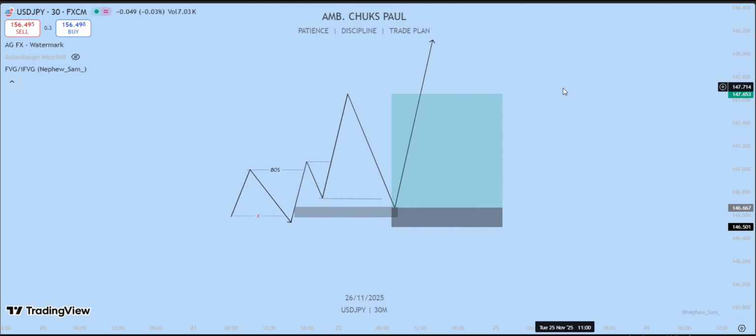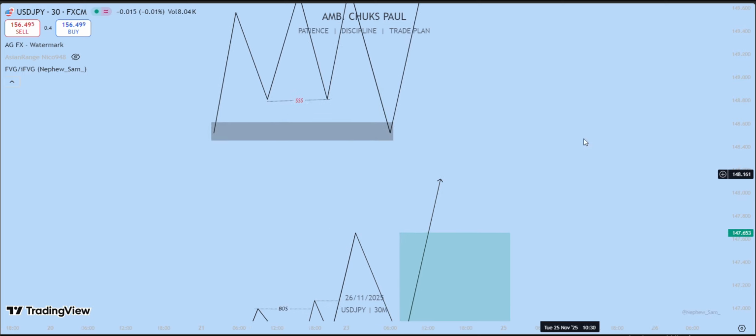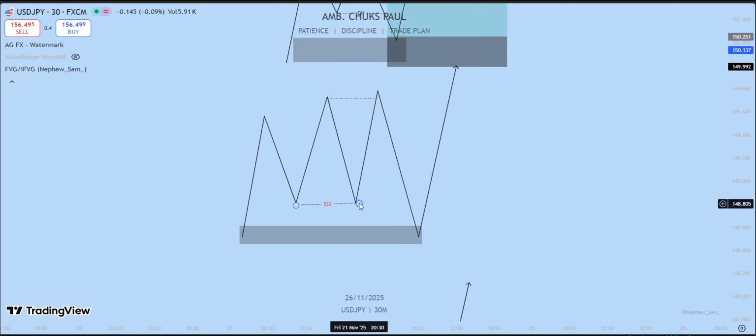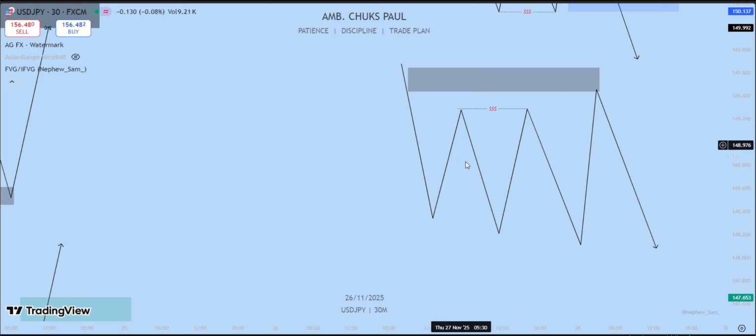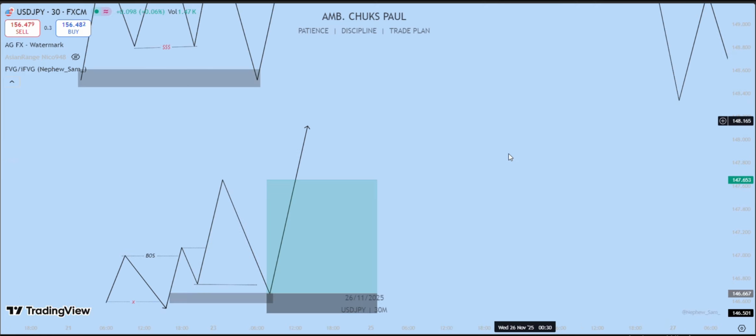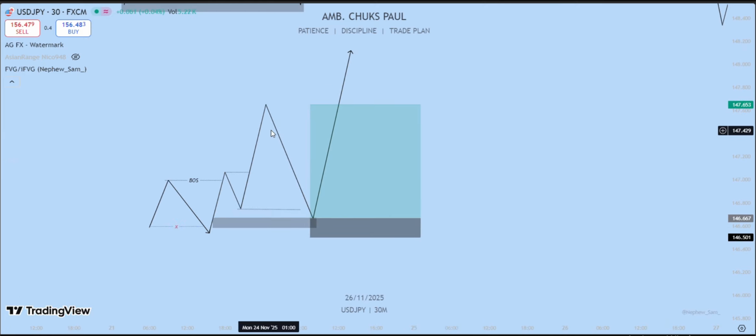This one is structural liquidity. This is how you usually see it on the chart. Then this is double bottom liquidity. That's for the buy side. The same thing applies for the sell side, just an inverse, right?